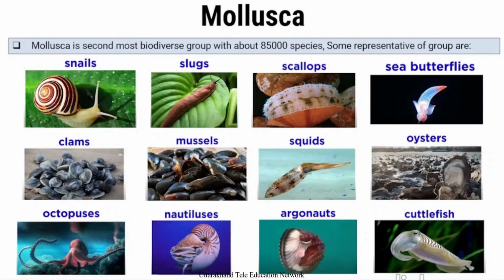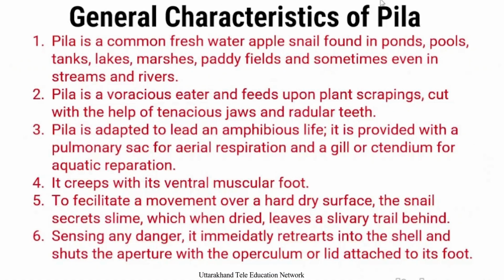Mollusca is the second most biodiverse group with about 85,000 species, and some representatives of the group are snails, clams, octopuses, mussels, nautilus, squids, argonauts, sea butterflies, oysters, and cuttlefish.